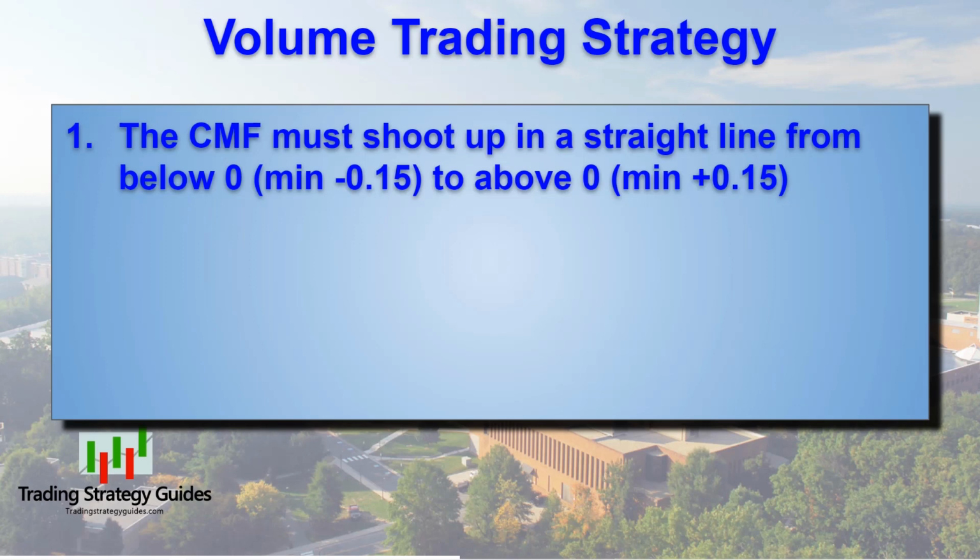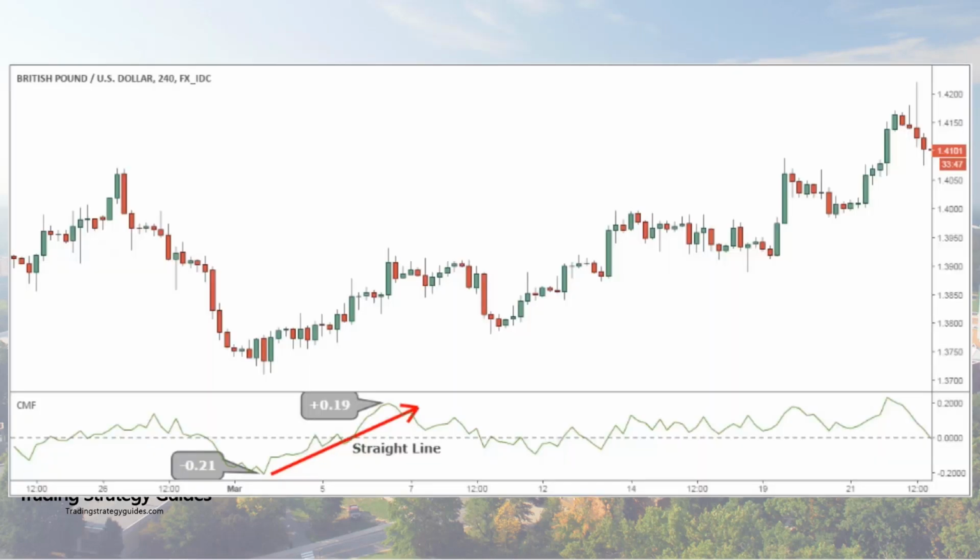Step number 1. The CMF must shoot up in a straight line from below the zero line, a minimum of minus 0.15 distance, to above the zero line, a minimum of 0.15. When the volume goes from negative to positive hard and fast, that is likely a signal of strong institutional buying power. That's our base heavy lifting signal.